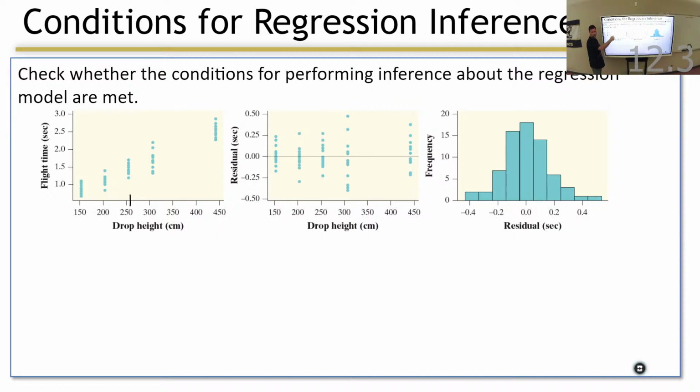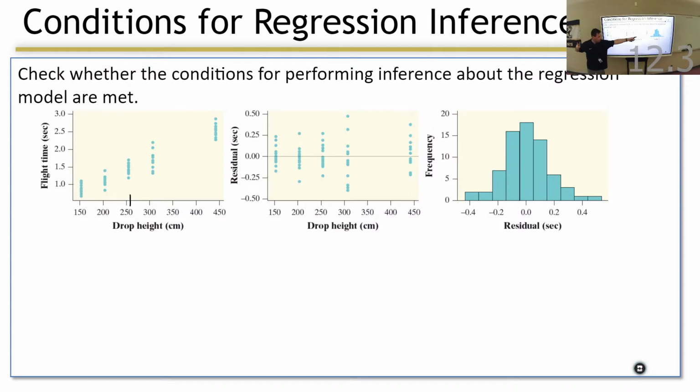Okay, it looks linear. There's a scatter plot of the residuals. That looks equidistant about the line. There's the normal probability plot of the residuals. So we have random, and the data looks linear. Independent: 70 is less than 10% of infinity, because you can drop it as many times as you want. L-I-N-E-R.